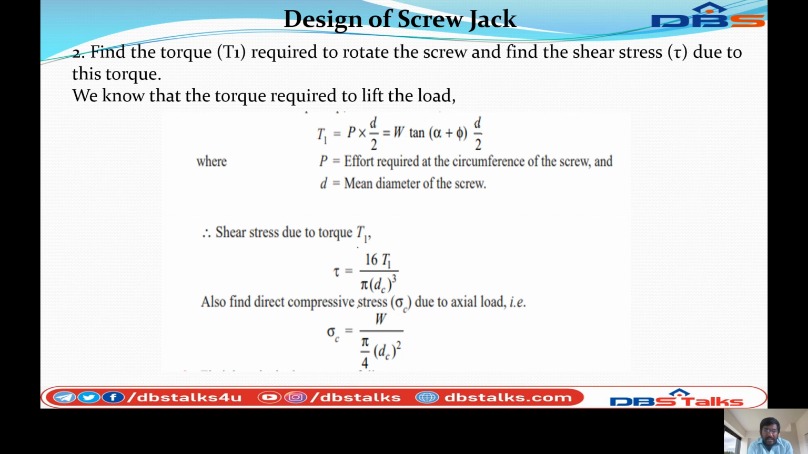To rotate the screw, find the shear stress tau due to this torque T1, where T1 equal to P into d by 2. Since P equal to W tan of alpha plus phi, this is the formula from the previous classes, where P is the effort required at the circumference of the screw and d equal to the mean diameter of the screw. Therefore, shear stress due to torque T1, tau equal to 16 T1 by pi into dc cube. Also find the direct compressive stress sigma c due to the axial load applied. Sigma c equal to W by pi by 4 dc square.